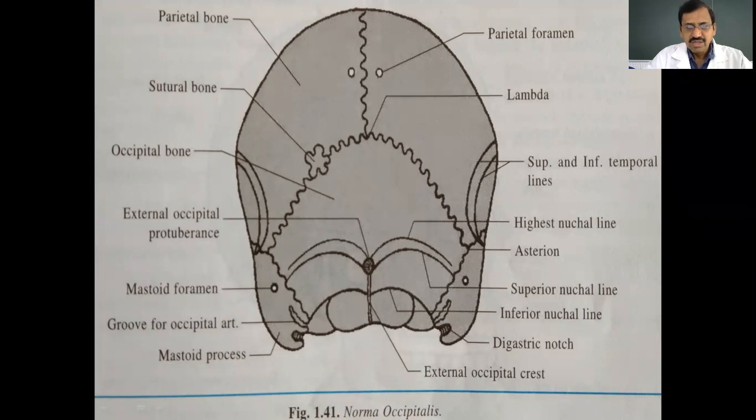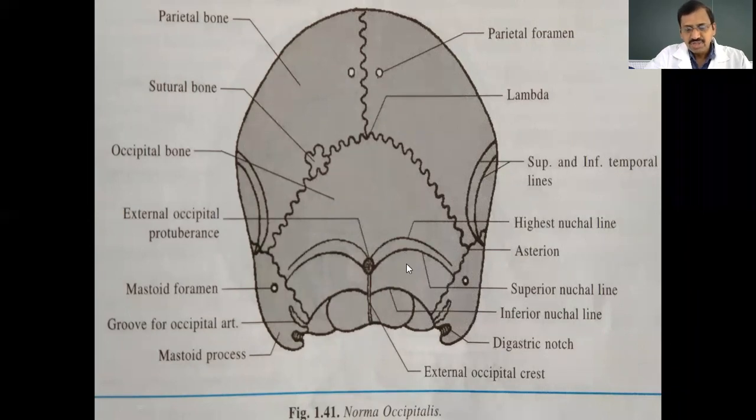Because osteology is not yet completed for us, I want to give brief points regarding the back of the skull, that is, the norma occipitalis. Here you see the occipital bone, and it contains different parts. This is the squamous part, this is the mastoid part, and there is another part in the front, called the basilar part. For today's class, the squamous part is especially important.